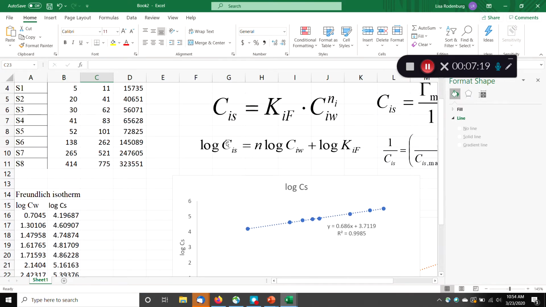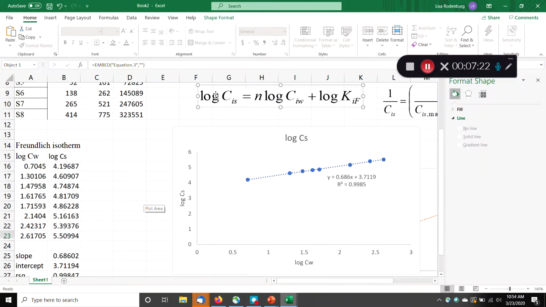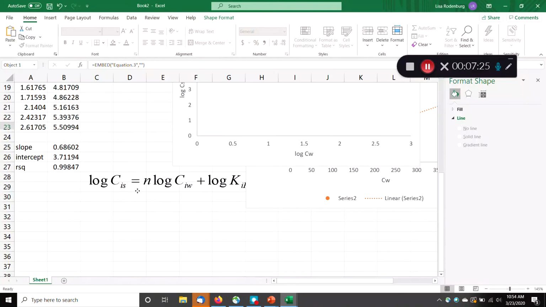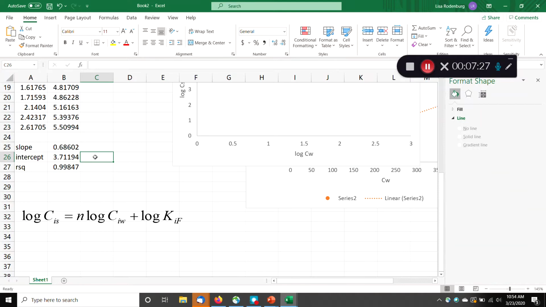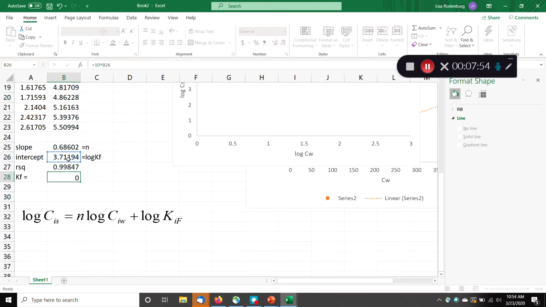Our equation tells us that our intercept is equal to log KF. Use a little apostrophe if you want to put something in there that's not really a formula. And our slope is equal to N. So that's easy, N is 0.686. And so KF, if this is the log of KF, then KF is 10 to that power. So there's your KF. It has some funky units because of the N exponent, so we don't usually worry about the units too much on KF.